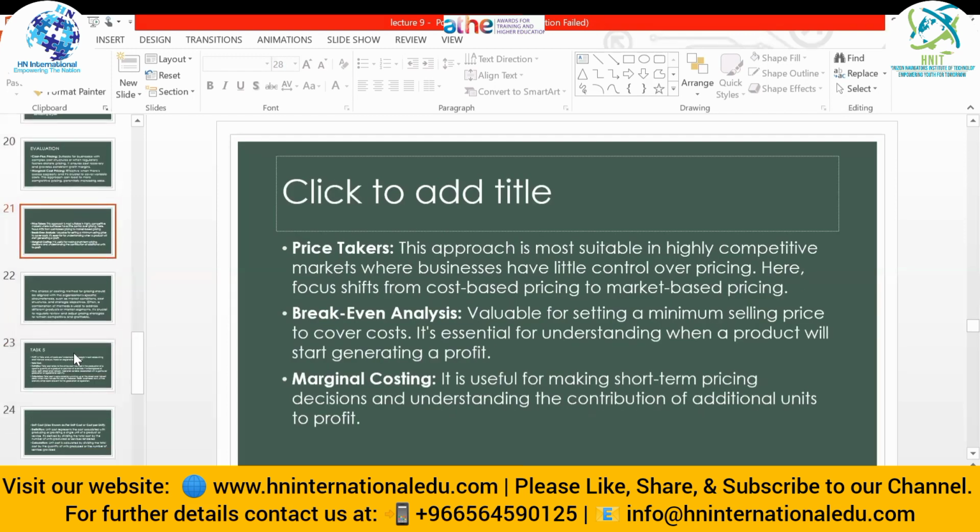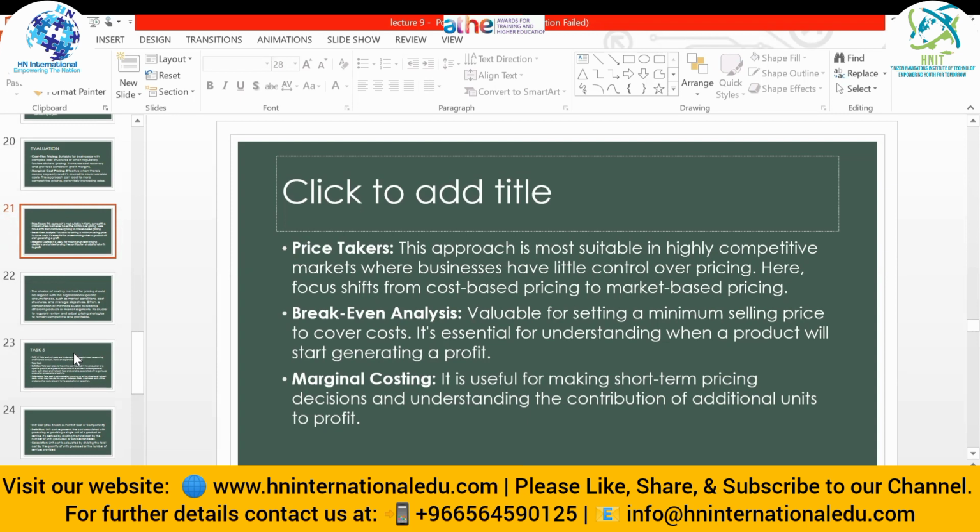Price takers, break-even analysis, and marginal costing. Now, price taker: this approach is most suitable in highly competitive markets where the business has little control over the pricing. Here, the focus shifts from cost-based pricing to market-based pricing. So whatever price the consumers want for the product, we are going to give that. Break-even analysis is valuable for setting a minimum selling price to cover cost. It is essential for understanding when a product will start generating profit. That is again just like the NPV we discussed earlier.